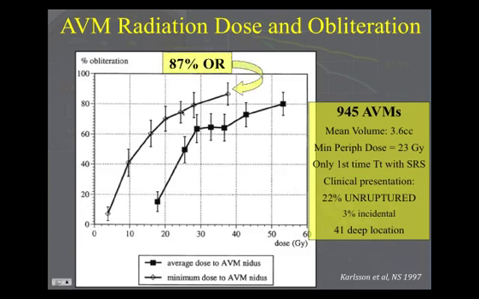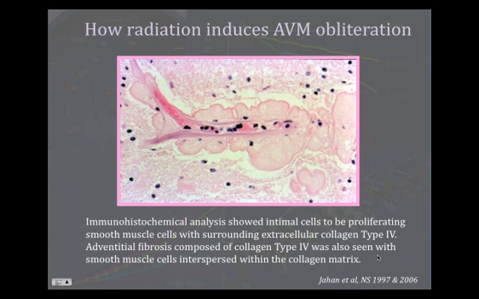We also know that there is a logarithmic correlation between dose of radiation given and odds of obliteration, and that's based on the Swedish data. So if we give as high a dose as possible, we will achieve more obliteration in a shorter period of time. And what is going on there? That's the histology of one of the animals used. The obliteration occurs because there is smooth muscle cell proliferation, endothelial proliferation, and accumulation of collagen type 4.